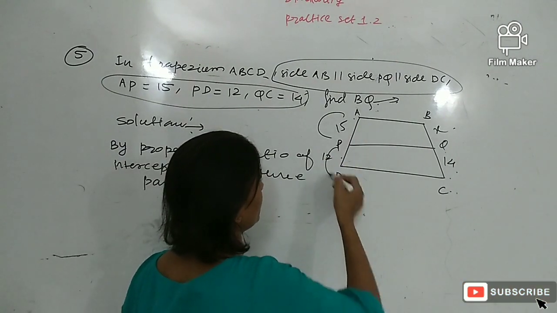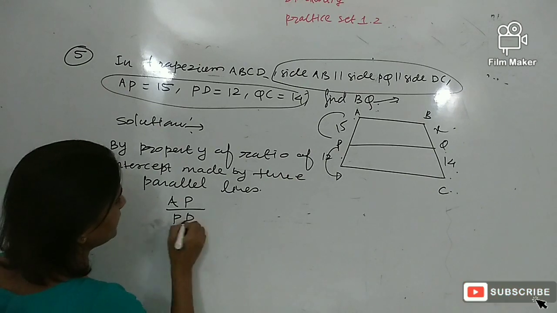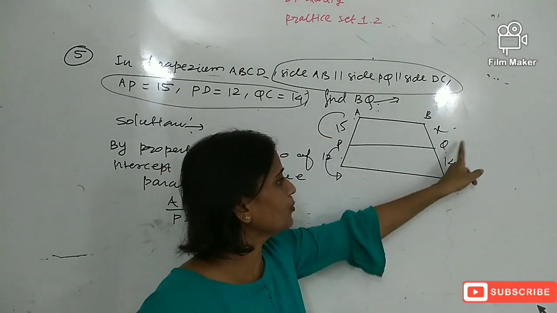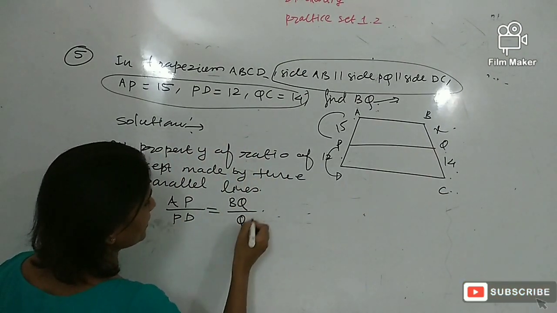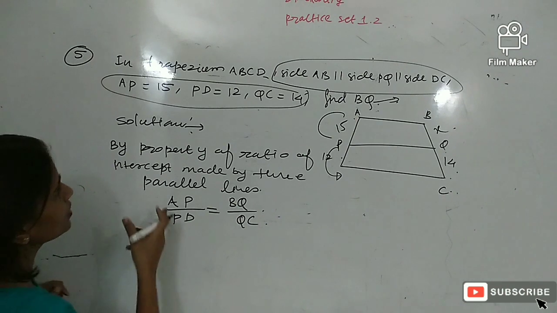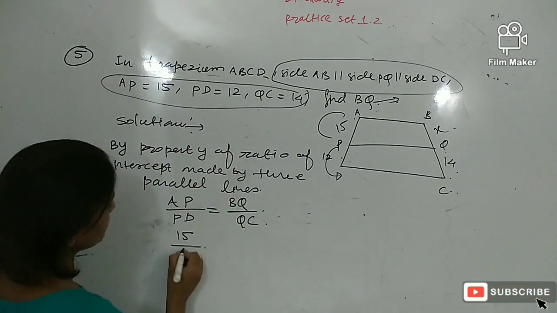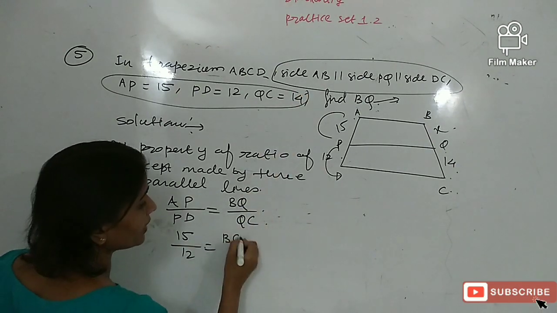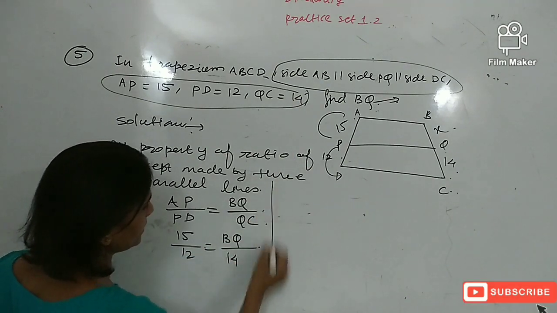So how can we apply it? The ratio AP upon PD is equal to the ratio BQ upon QC. It is a very simple property, and just put the values. All values are given. So it is 15 dividing by 12 equal to BQ, we have to find the BQ value, dividing by QC. QC is 14.